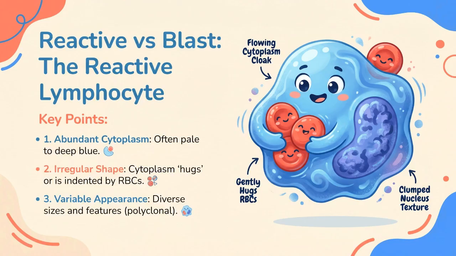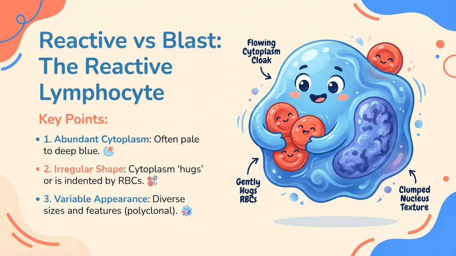A reactive lymphocyte, often seen in viral infections, typically exhibits abundant cytoplasm that can be pale blue to deeply basophilic and may show peripheral or radial basophilia. The cell often has an irregular shape, with cytoplasm that can be indented by surrounding red blood cells. The nucleus, while sometimes irregular, usually has coarse-defined chromatin that is more condensed than a blast, and nucleoli may or may not be present. Crucially, reactive lymphocytes show variable appearance within the population, reflecting a diverse immune response. This variability is a hallmark of a reactive process.